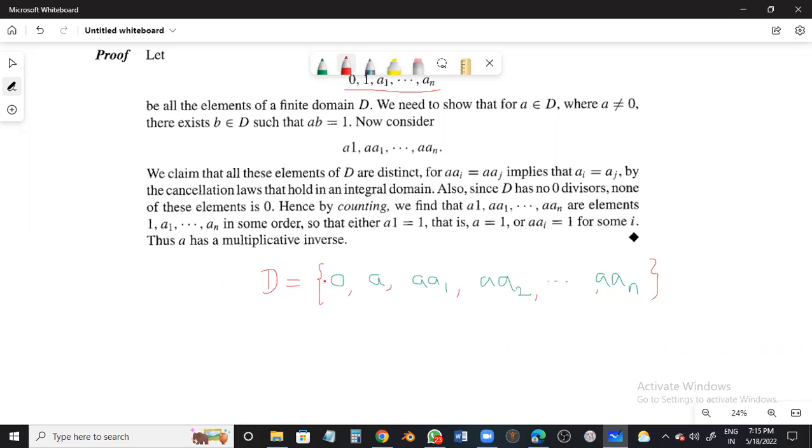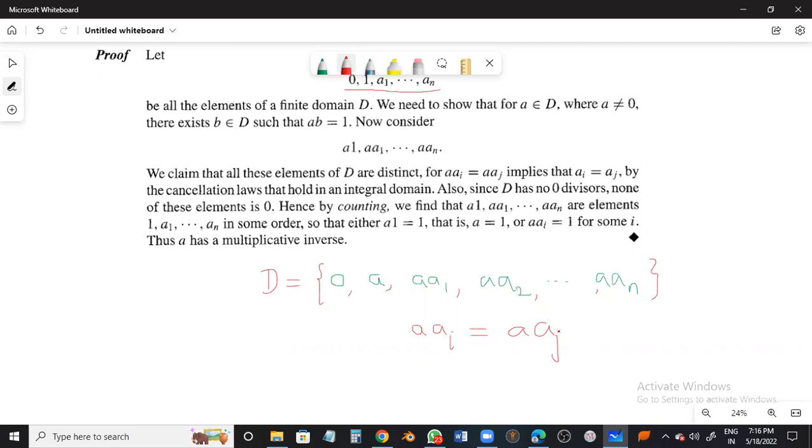So either 0 must be 1, but it is a ring with non-zero unity, so 0 is a separate identity, the additive identity. a itself may be 1, or aa1 will be 1, or aa2 will be 1, or aan will be 1. So this may happen. We just want to see which of them are equal. So let us equate a times ai to a times aj.